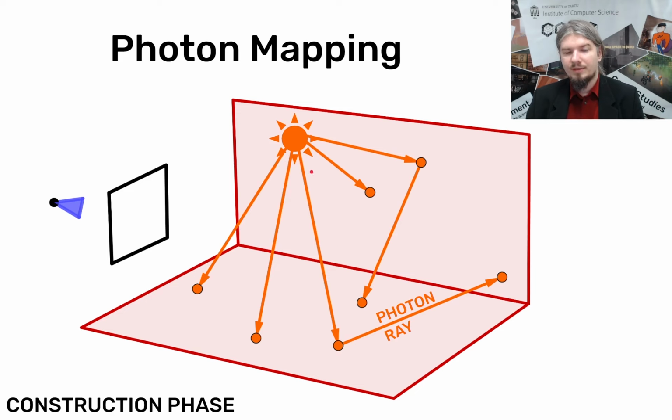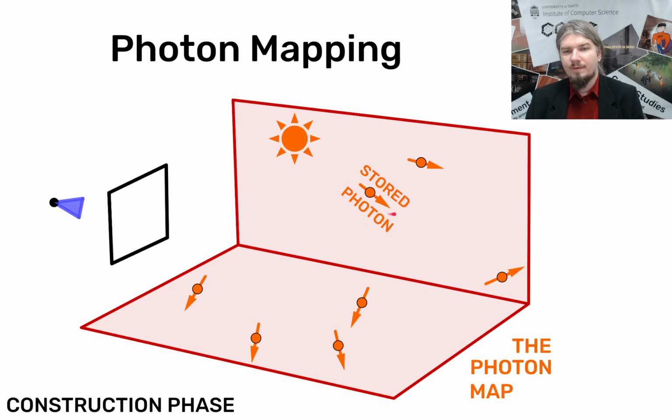We find the paths of those photons with ray tracing and see where they intersect with the scene geometry. And we might also reflect them around a bit. We're going to save the photons' directions and energies when they intersect with the scene geometry. And this creates us this photon map. So this is basically a map of all these photons that were shot from the light source and then stored when they intersected with the scene geometry.